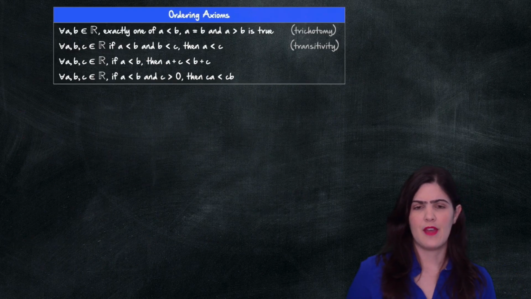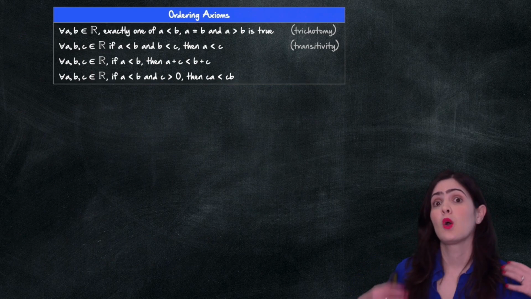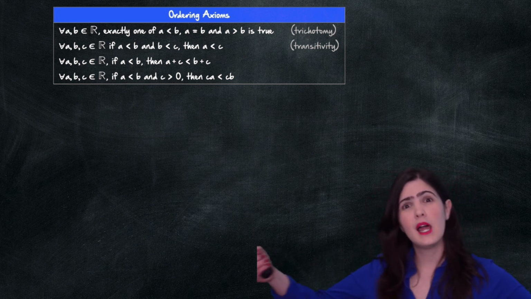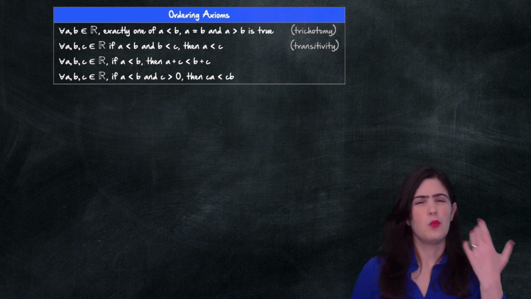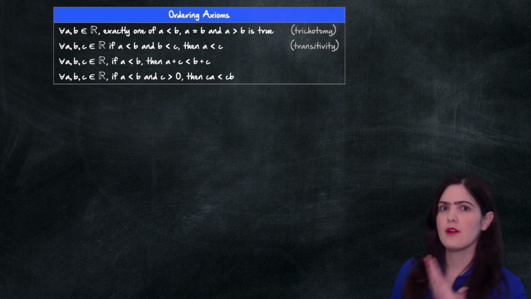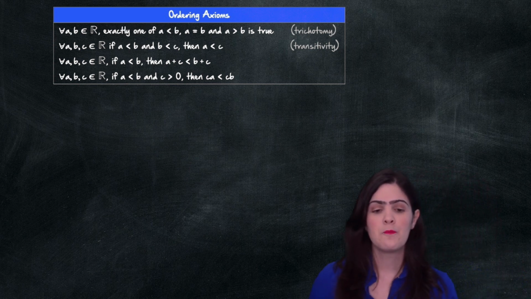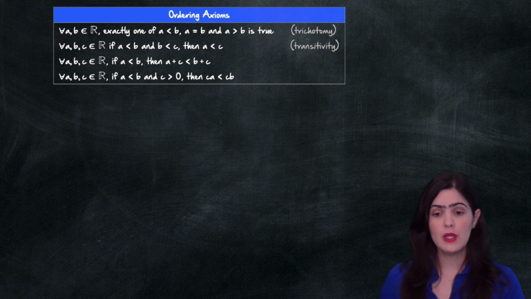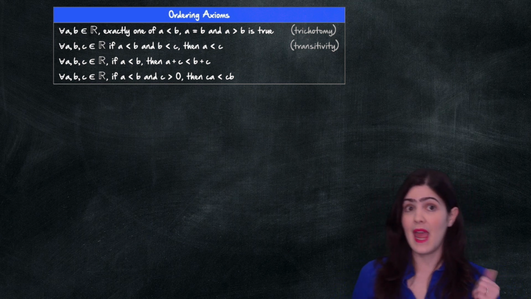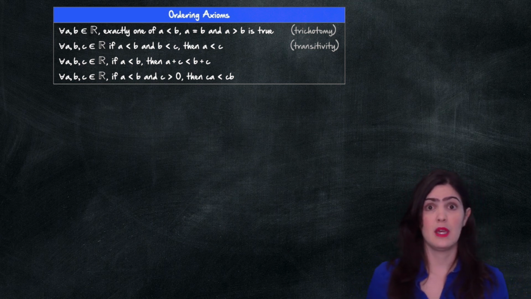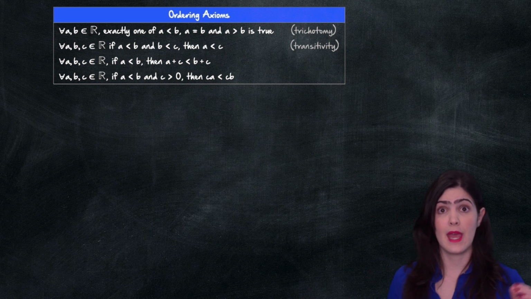Okay, now that we have that, let's take a look at the ordering axioms. These are the ones that give us the real line, and that give us an idea that 1 comes after 2, and I don't know, 2.1 comes after 2.05, and so on. So first of all, given two real numbers a and b, only one of these can happen: either a is less than b, or a is equal to b, or a is greater than b. We can only have one of those three happening. They cannot happen all at once.